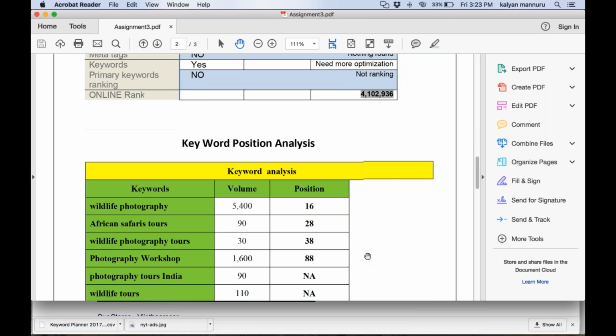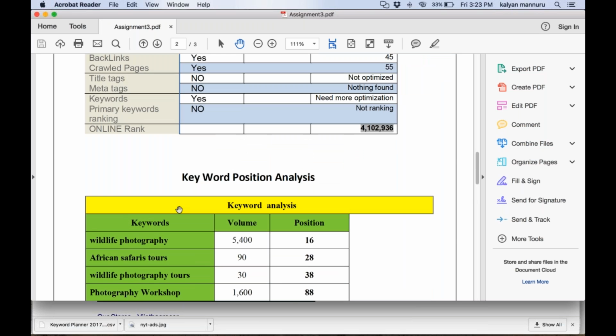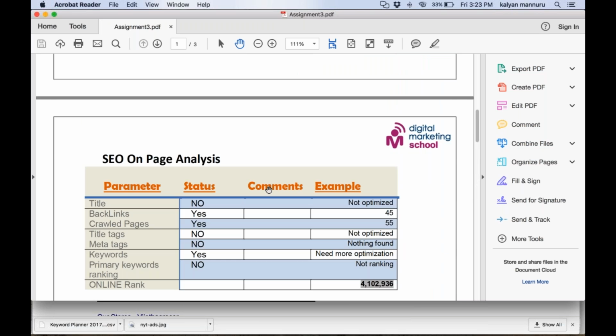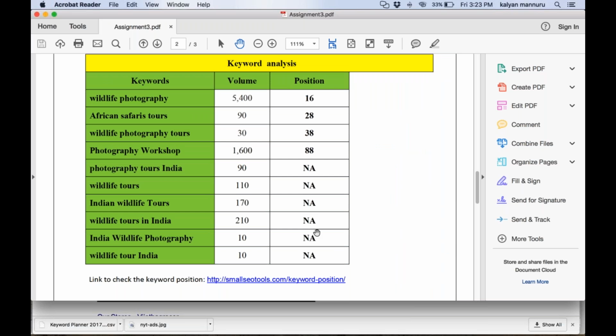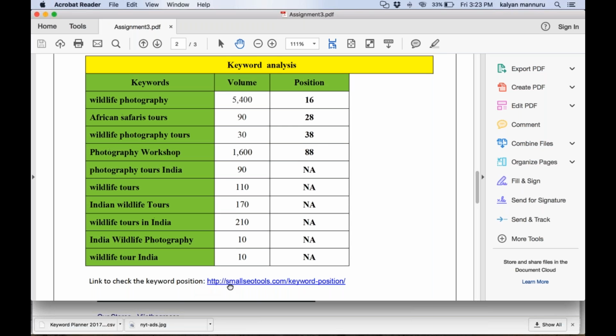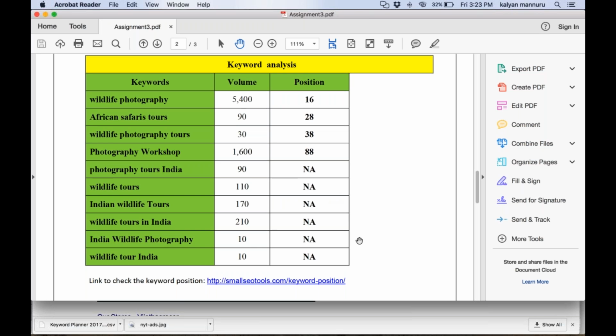So use that. Now keyword position analysis. For the top 10 keywords that you are suggesting here, you do the position analysis. That is, where are they ranking? What is the tool that I said here for position ranking? Here is the tool that I'm mentioning. Small SEO Tools, you have keyword position. For each of the keywords, where they are ranking can be checked. Please give that. If they are not available in the first 10 pages, please mention not available.